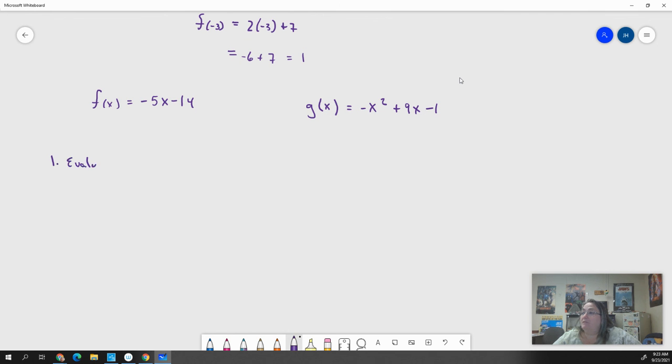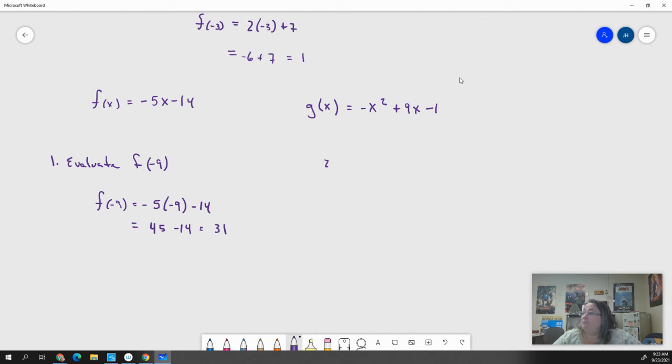So you're going to be asked to evaluate functions when, say, evaluate f of -9. And it just means we're going to take our f function and we're going to plug in -9. So I'm going to go f of -9 equals -5, well, my x, in parentheses, becomes (-9), minus 14. -9 times -5 is positive 45, minus 14 equals 31.